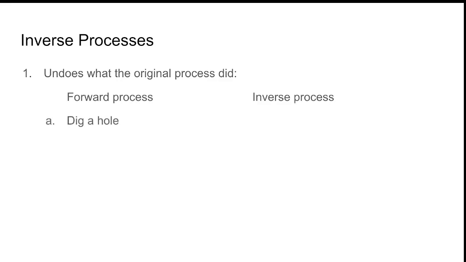So maybe we need to dig a hole, and the inverse process to that would be to fill the hole. Maybe we're planting a tree: dig the hole, put the tree in it, fill it back up with soil so that the ground is restored. Golf, you hit a divot, you're supposed to replace it, put the soil back in, again, leave the place as you found it. So undo any damage you did.